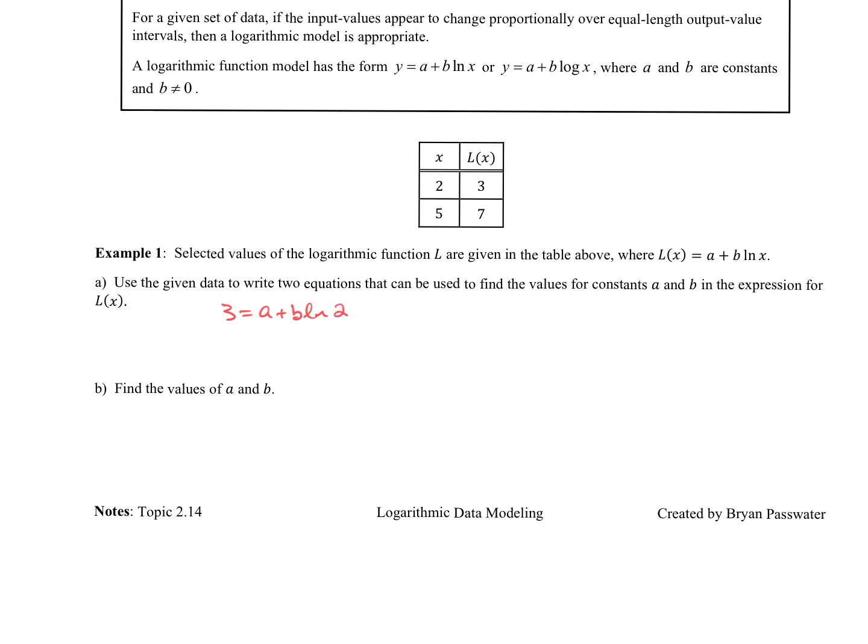All right, so what's my next ordered pair for my output? 7. And so now I have 7 is equal to a plus b natural log of 5. And so that's what part A is asking. And then part B, it says, hey, find the values of A and B.